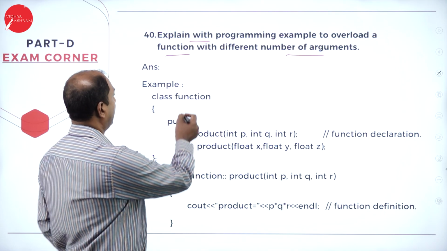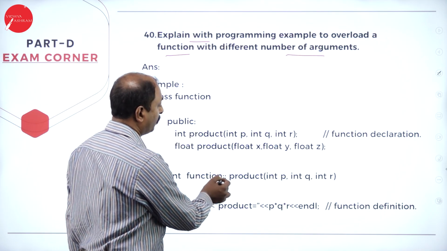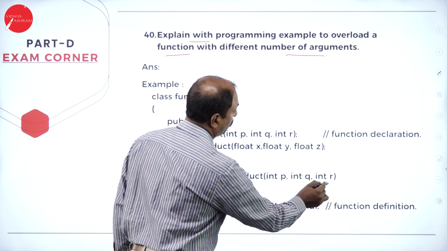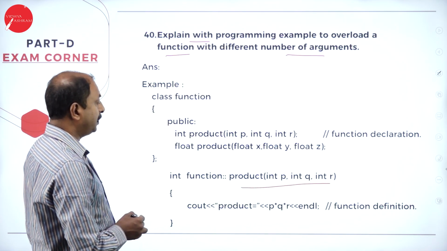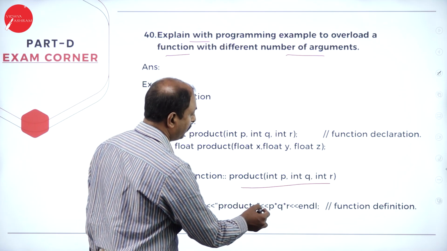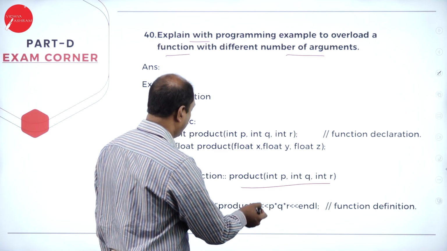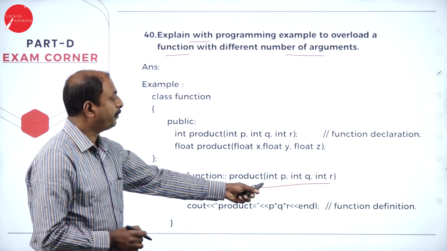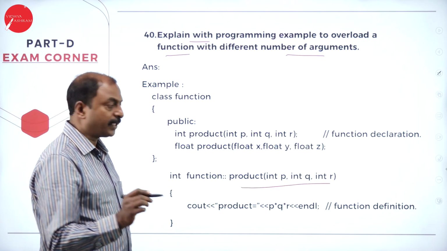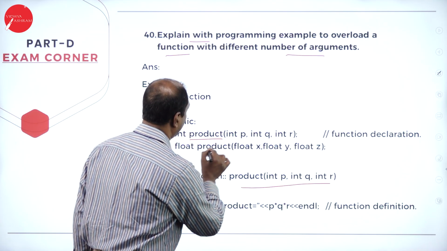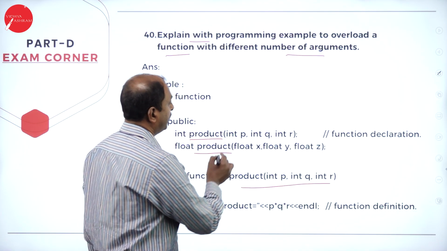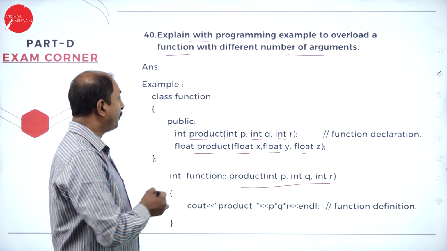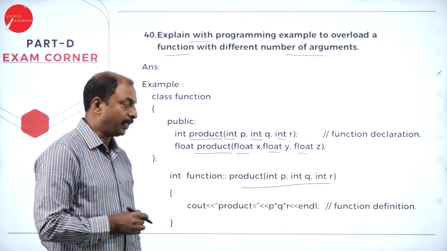Here, function is the name of the class with the scope resolution operator, then product(P, Q, R). In this we are going to multiply P into Q into R and print it. So this is the function definition of one function with three parameters. But observe that the function name is product, but the data types are different. This is an example of function overloading.